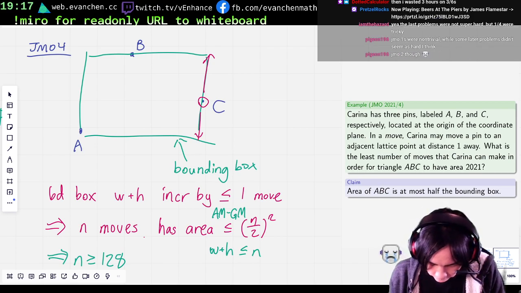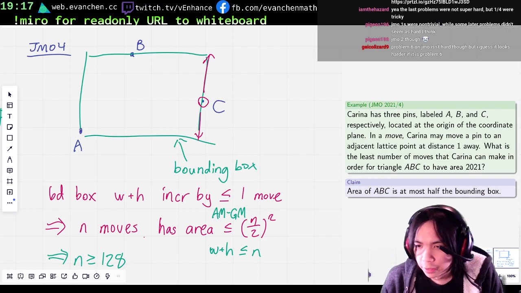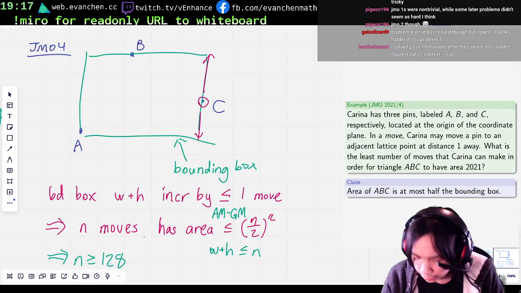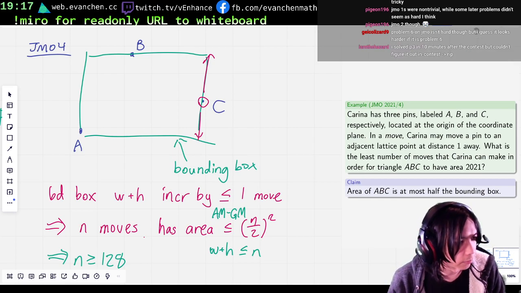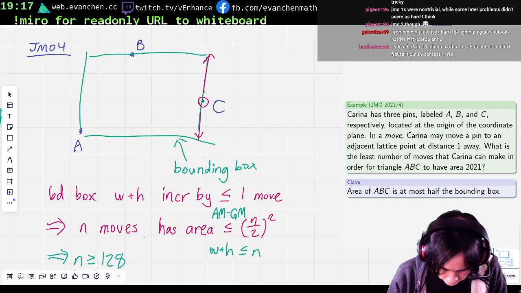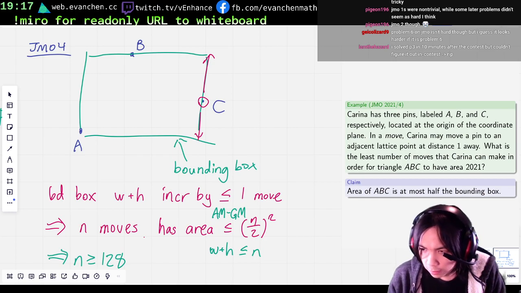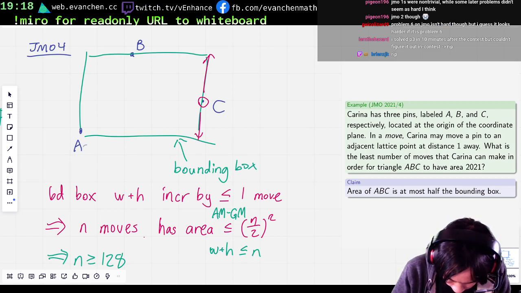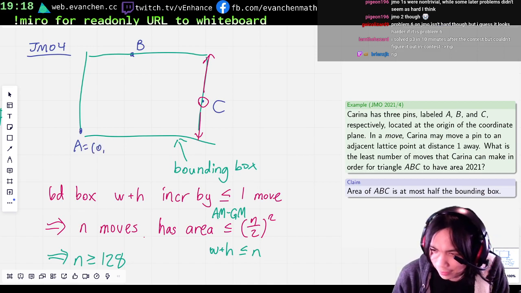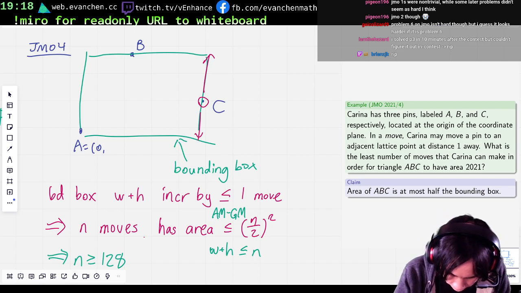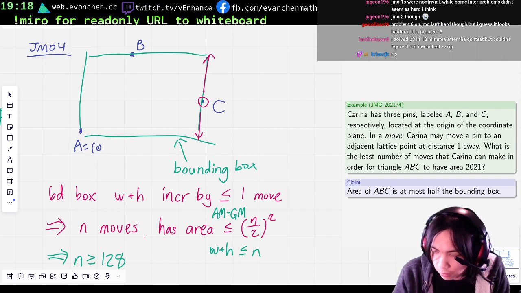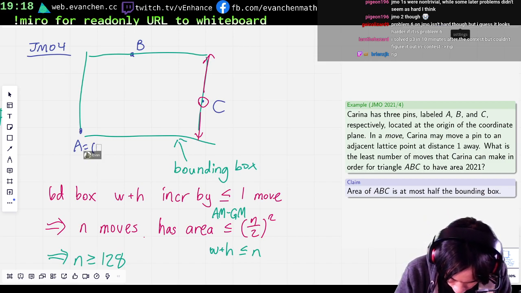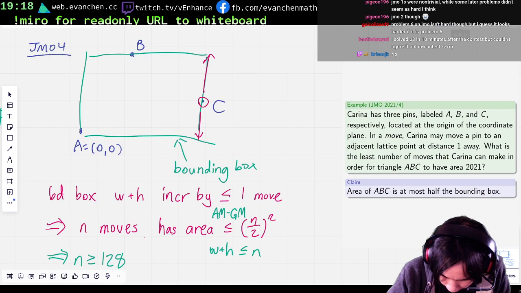On the other hand, 128 is actually achievable. And the way you achieve it is to, let me just pick some coordinates. Well, okay, let's do it this way. 64. If this is 0, 0. Oh, I need to shift it. Alright, I'm going to translate it slightly. Well, okay, no, I'm not going to translate it. This is easier to the right.